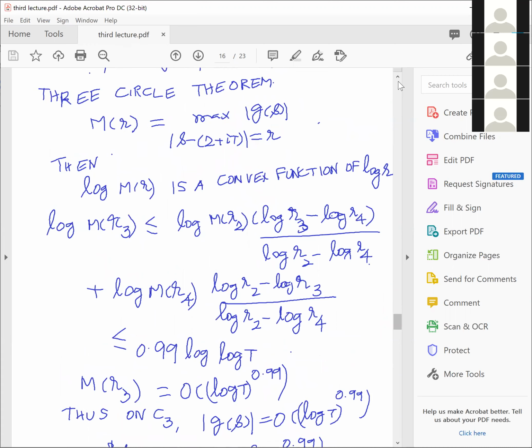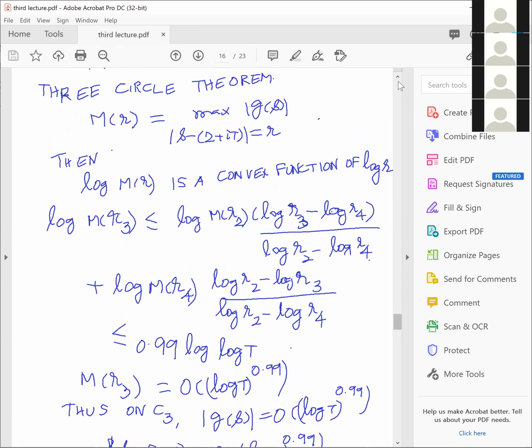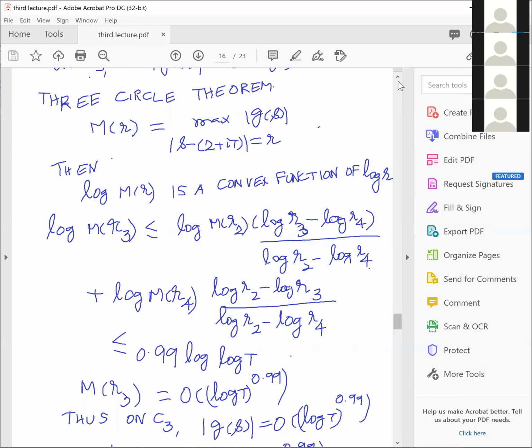This by definition means that if the three circles have radii R2, R3, and R4, and R3 is the middle circle, then log M(R3) is less than or equal to log M(R2) times (log R3 minus log R4) by (log R2 minus log R4), plus log M(R4) times (log R2 minus log R3) by (log R2 minus log R4). This is exactly what it says. Now you know the value of R2, R3, R4, etc. Substitute it. Remember, what is M(R)?